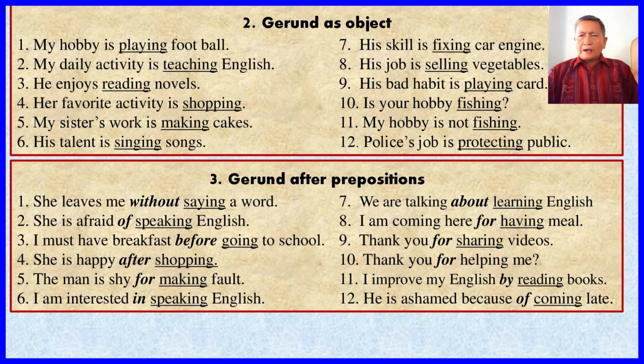Number 3, gerund after prepositions. Look at the examples. Number 1, she leaves me without saying a word. 2, she's afraid of speaking English. 3, I must have breakfast before going to school. 4, she's happy after shopping. 5, the man is shy for making food.